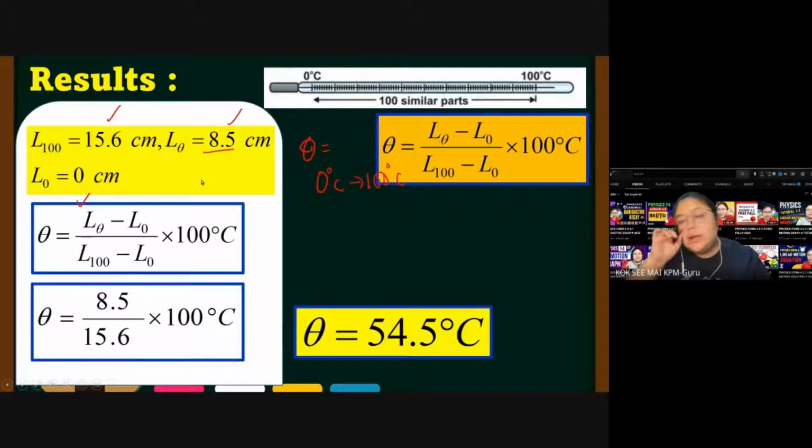Okay, so this calculation can only be used when they say the thermometer is not calibrated. If not calibrated, you need to find out what is the temperature of the certain liquid.